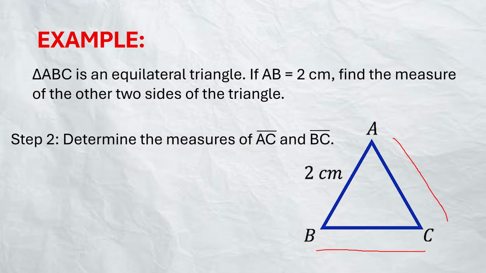So when we say equilateral triangle, it means that all sides are equal. So this means that AB or line segment AB is equal to line segment AC and also equal to line segment BC. Since AB is 2 centimeters, we can also say that AC is also 2 centimeters and BC is also 2 centimeters. So these are the measurements of the missing sides.